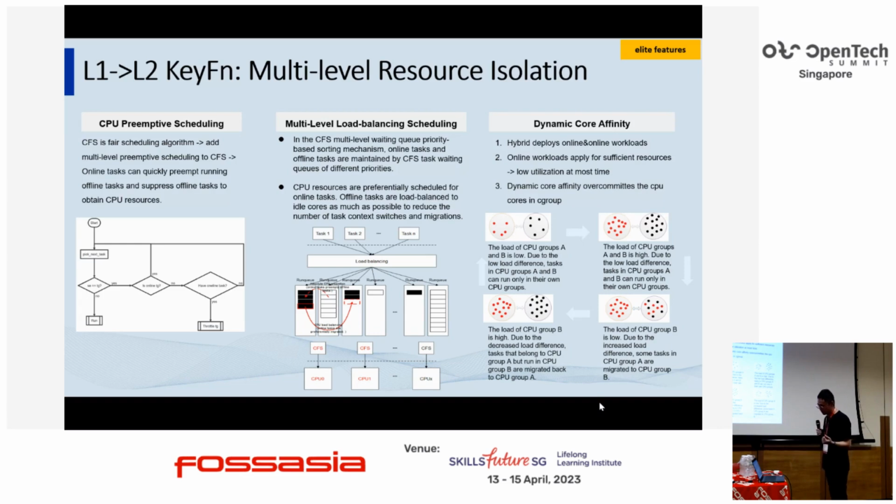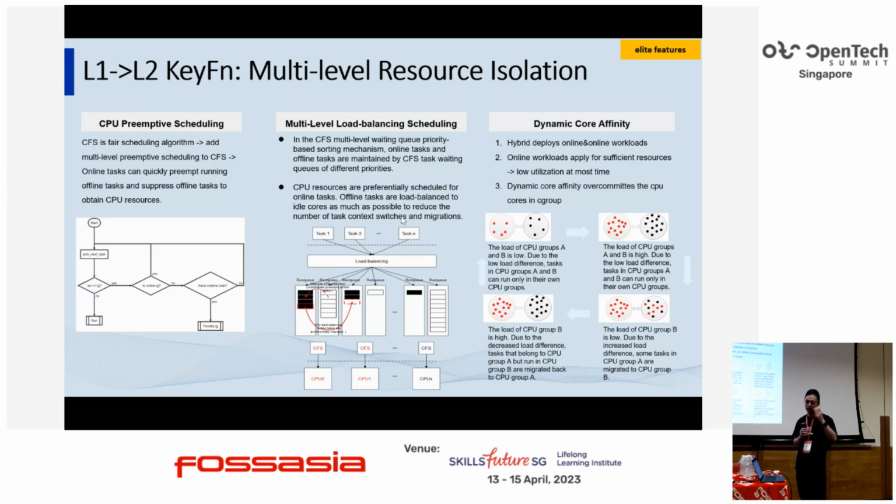And the second one is multi-level load balancing scheduling. It is because once this online service is running, we may have many idle CPU cores. At that time, we can load balance those offline workloads to the other CPU cores to decrease the number of tasks, context switches, and migrations. That's the first and second features.